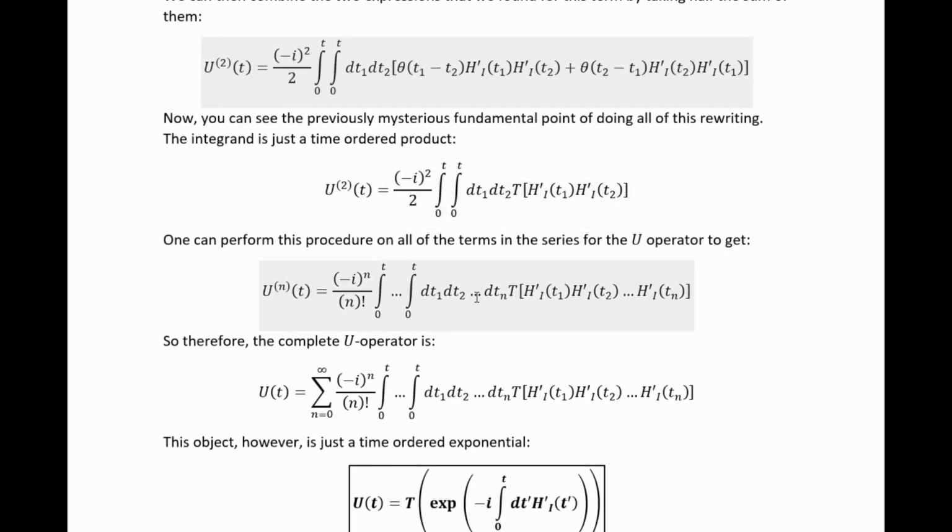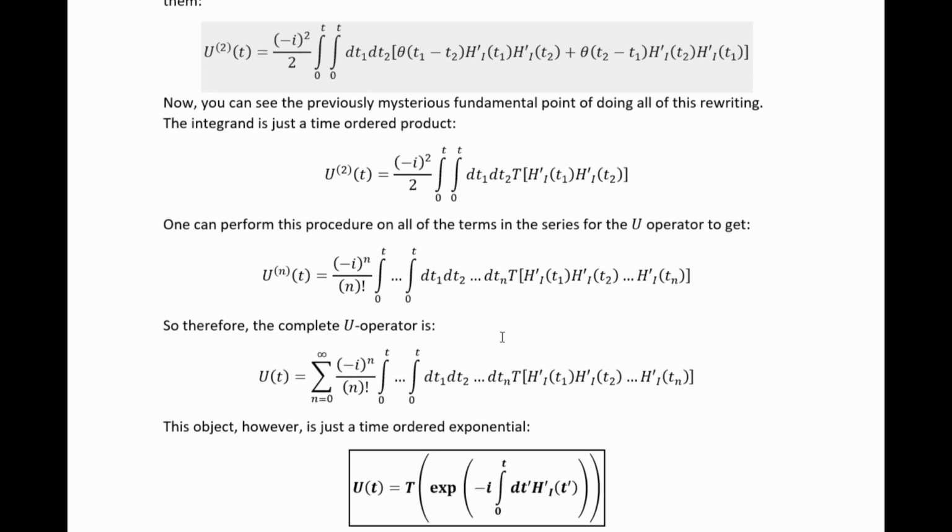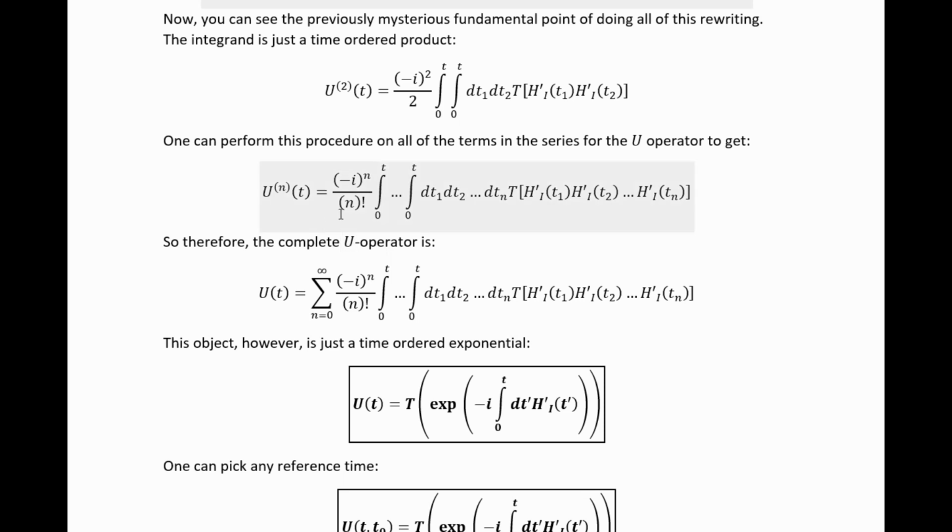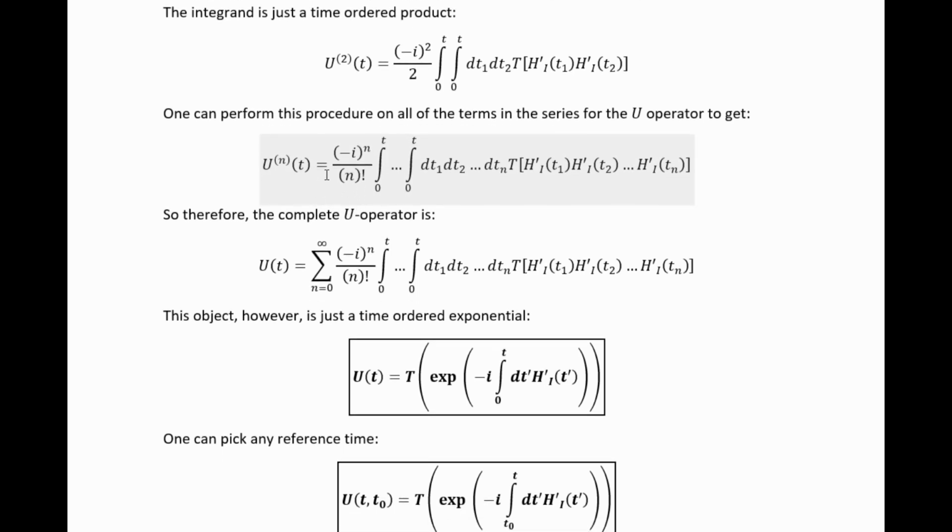We can then perform this same procedure for all the terms in the series, where we don't just end up with 2 that we need to sum. With a factor of 2, we end up with n factorial of them, because there are a progressively larger number of integrations and integration variables to play with. So then the final answer has that n factorial in the denominator. And this is ultimately how we're going to get a time-ordered exponential out of this.